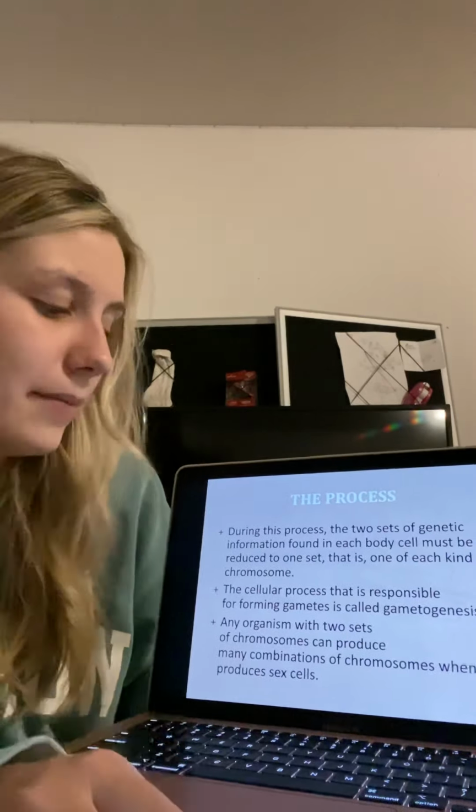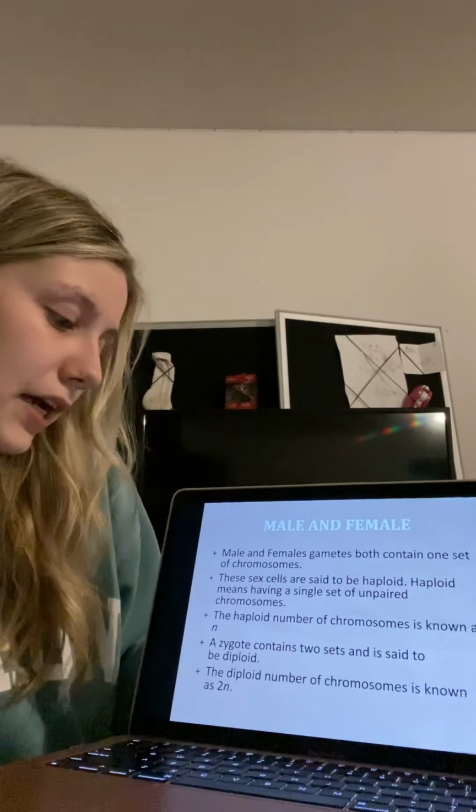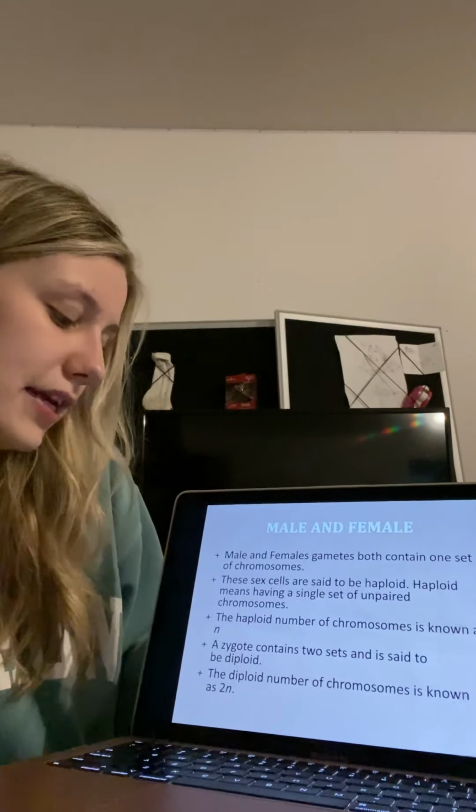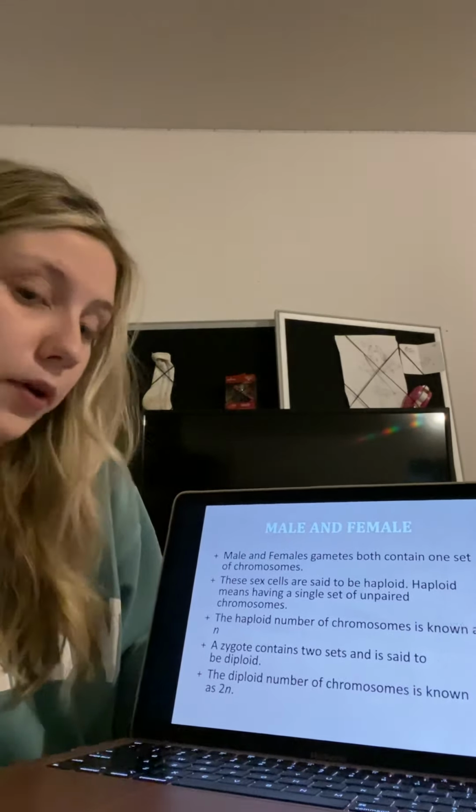Male and female gametes both contain one set of chromosomes. These sex cells are said to be haploid. Haploid means having a single set of unpaired chromosomes. The haploid number of chromosomes is known as N, so just the letter N. A zygote that contains two sets is said to be diploid. Diploid is two sets of chromosomes. The diploid number of chromosomes is known as 2N.